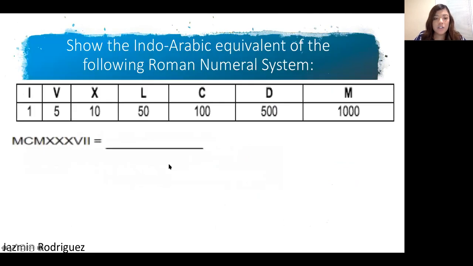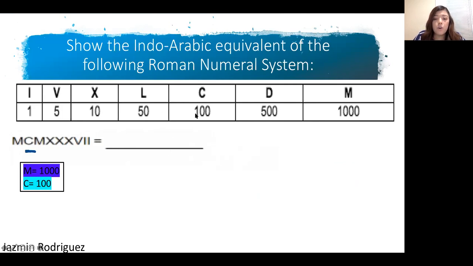Okay, now moving on to the next one, we are given the Roman numeral system, and once again, we need to find the equivalent in the Indo-Arabic system. So once again, we have already created our table that shows us what each symbol represents, and then this is our problem that they want us to figure out. First of all, we have M, which equals 1,000, and we have C that equals 100. Here's where the tricky part comes in, and some people mess up on it, so you've got to pay attention.